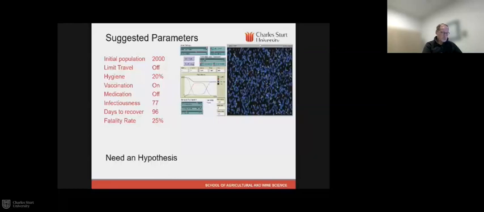So can we turn that into a hypothesis? Yeah. So say the higher number of days given to recover will lead to a higher fatality rate. That's what you're asking. So do you think having a higher number of days to recover, so a longer recovery period, will increase the fatality rate? Yep. So that's your hypothesis.